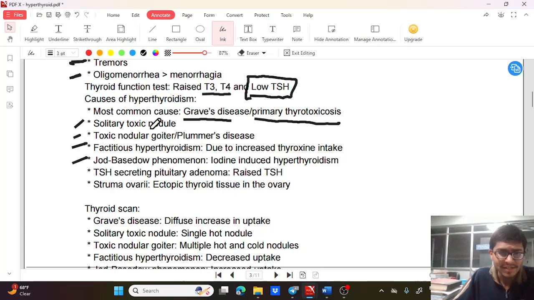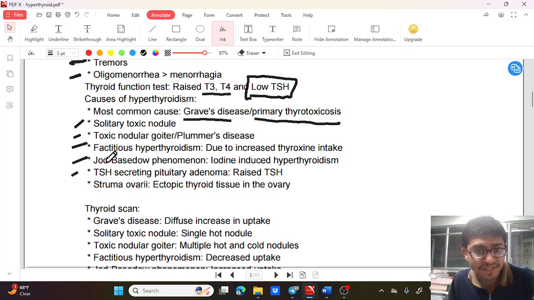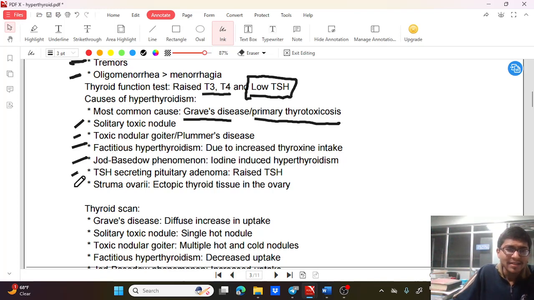then Jod-Basedow phenomenon due to increased thyroid hormones due to raised iodine in the body. Then TSH secreting pituitary tumors, so there will be raised TSH. This is a special case where there will be raised TSH, and then again T3, T4 rise. And lastly is struma ovarii, where there will be ectopic thyroid tissue in the ovary. So here the ovary will be having some thyroid tissue which will be causing more thyroid hormones.